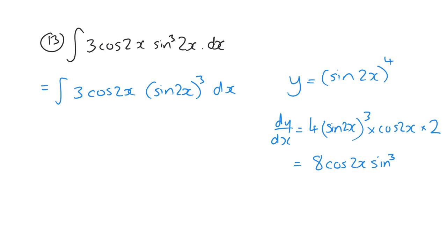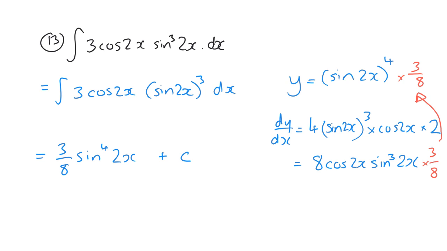sine cubed 2x. But we want 3, so we need to get rid of the 8 and get a 3 in place. So we'll multiply it by 3 over 8, which means I have to multiply the guess by 3 over 8. So our answer is 3/8 sine to the 4 of 2x plus c.